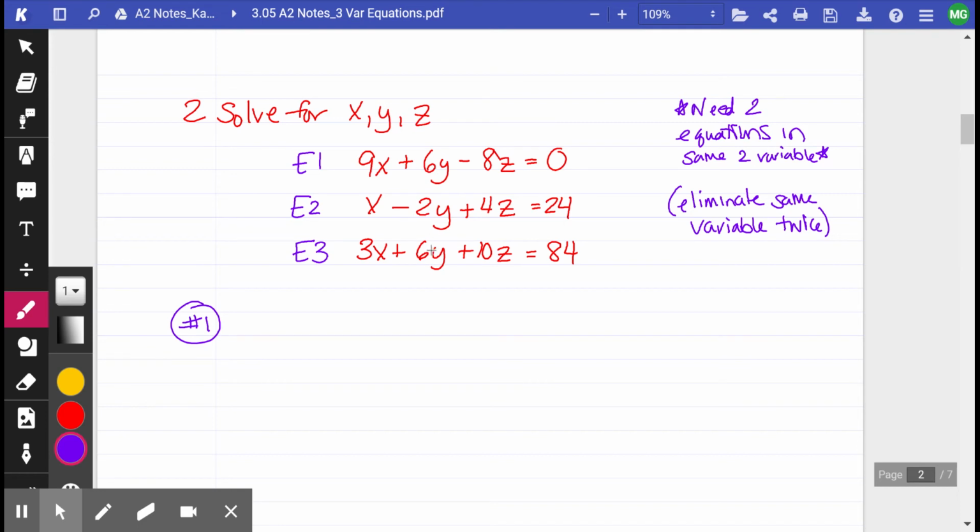So the y's look pretty easy to do. The x's also look very doable. You could multiply equation 2 by -3 to get it to cancel with equation 3. You could multiply it by -9 to get it to cancel with the 9x in E1. And then even E3, you can multiply by -3 to get it to cancel with the 9 in E1. Z's are definitely the most challenging.